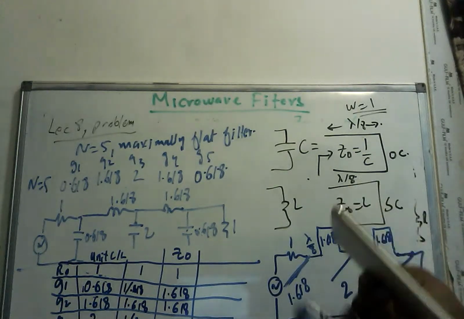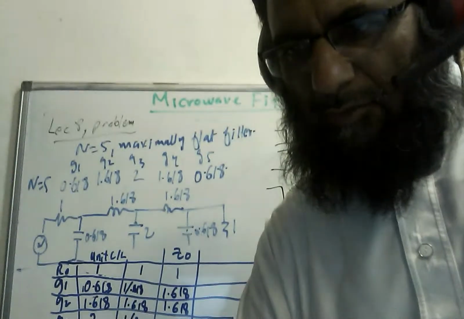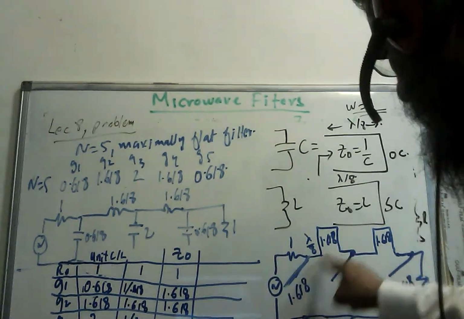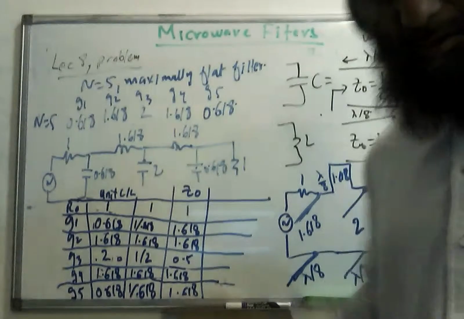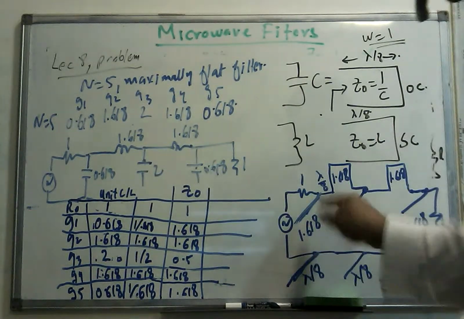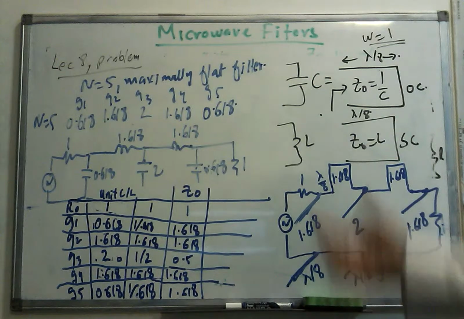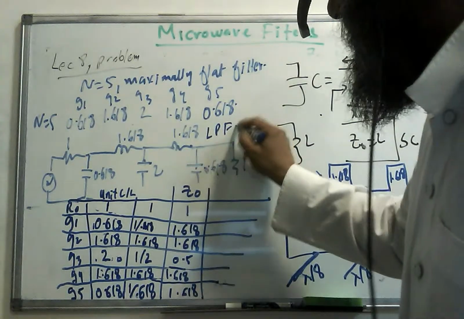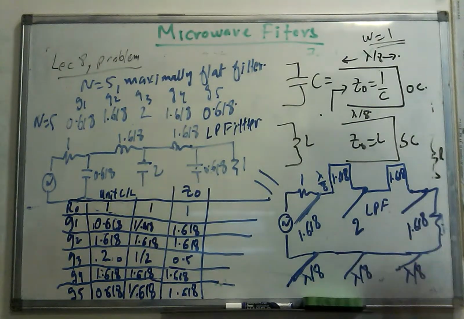So this is a very interesting situation now. If you look at this situation, I don't have any inductance and any capacitance in this circuit. There is no inductance or no capacitance here. It is only open circuit transmission lines and short circuit transmission lines. But still, this is a low pass filter. And this is exactly equal to this. This is also a low pass filter.